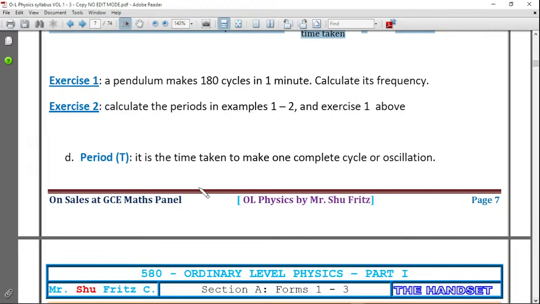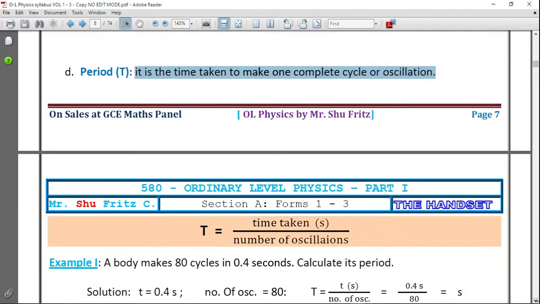Now, period is the time taken to make one complete cycle or oscillation. And period, as I've said, is measured in seconds. So if they give you the period in minutes in your calculations to find frequency, make sure you do the conversion. So the formula for period is equal to the time divided by number of oscillations.